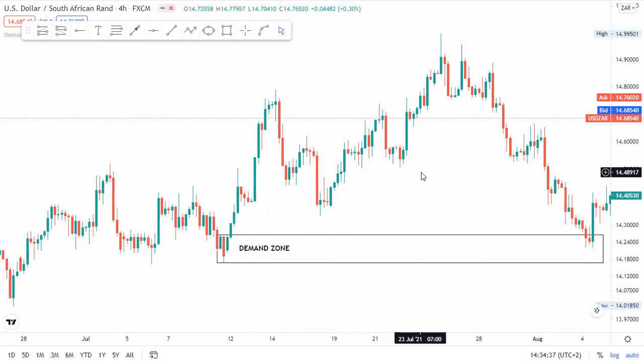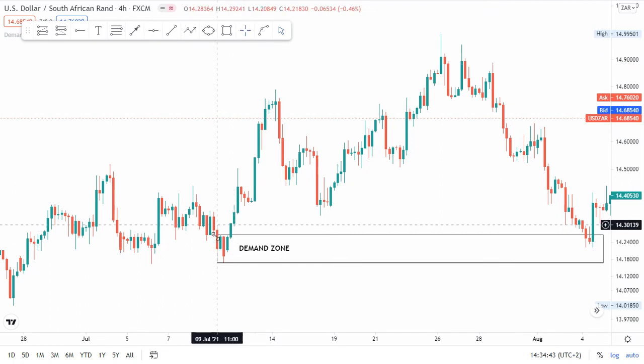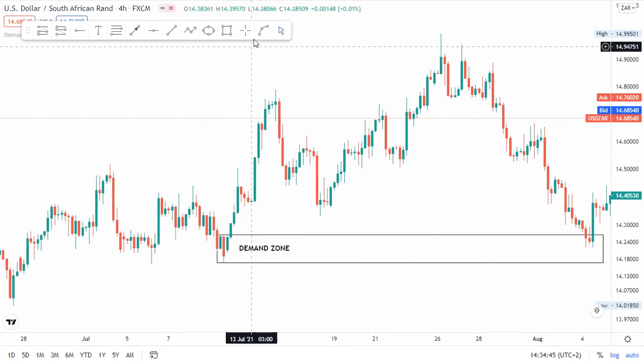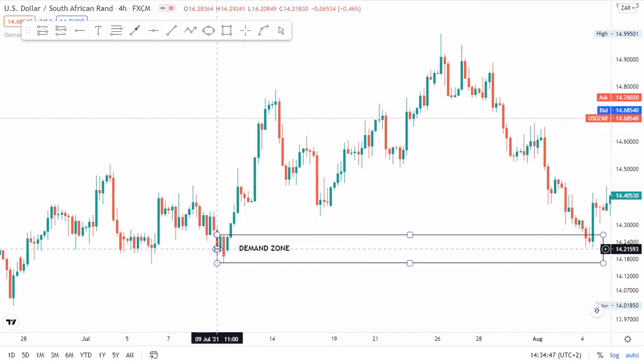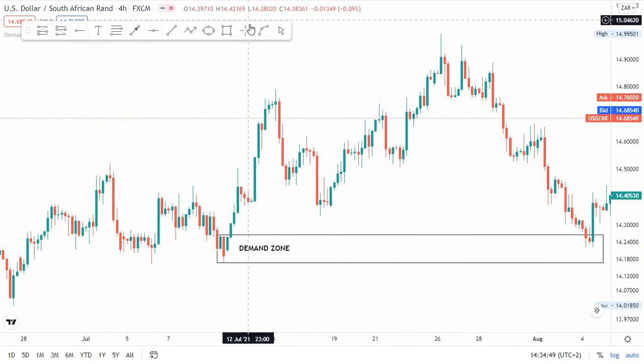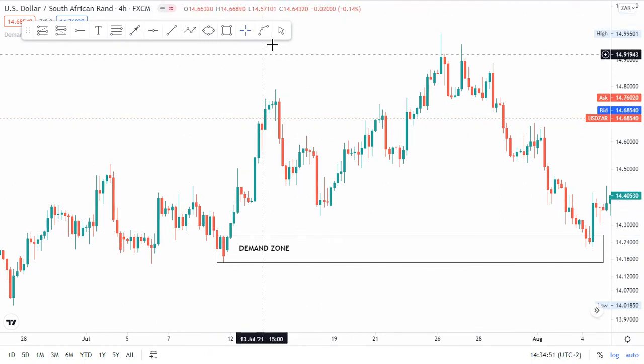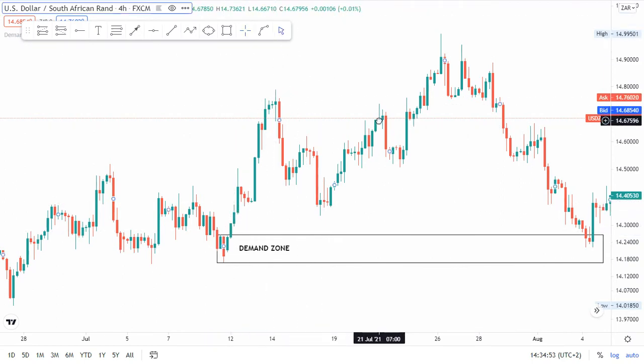So one strength is to give it a score of 2. How long did price stay at this level? We had less than 3 candles, right? Less than this, like 1, 2, 3 candles. So it qualifies to be a strong zone. That's a score of 4.